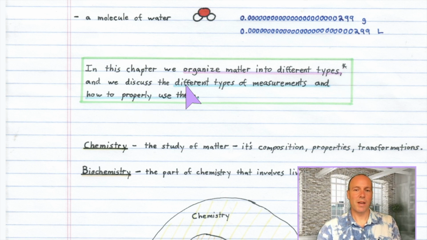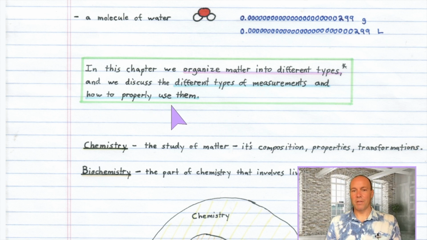And we will discuss the different types of measurements and how to properly use them. So once we organize matter into different categories of matter, this type, that type, that type, we will then talk about the measurements that we use to describe those examples of matter. You know, the mass, the volume, the density, the temperature. Lots of different measurements can be used to describe matter.